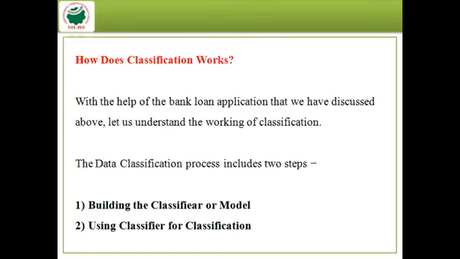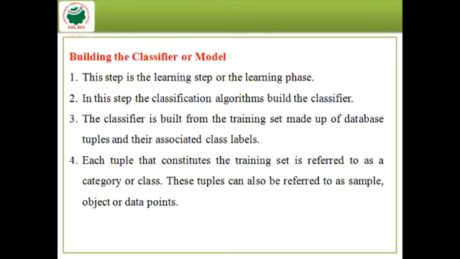There are two steps. The first one is building the classifier or model, and then using the classifier for classification. With the help of the bank loan application that we discussed above, let us understand the working of classification. The data classification process includes two steps: building the classifier or model, and using the classifier for classification. Now see, building the classifier or model has a few steps. The first step is the learning step or the learning phase.